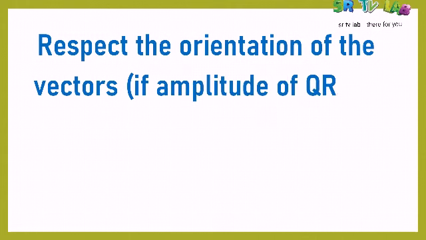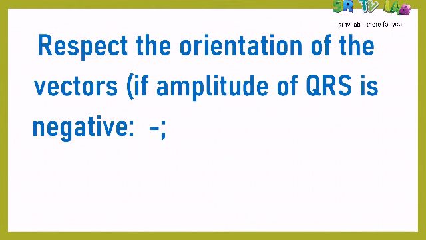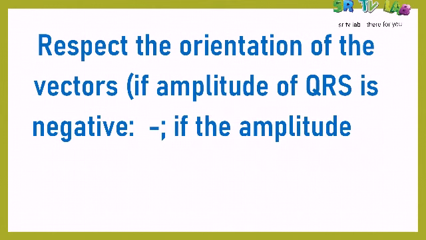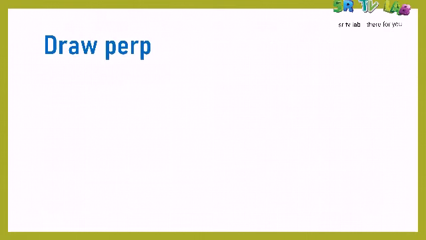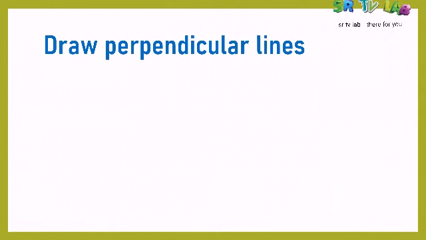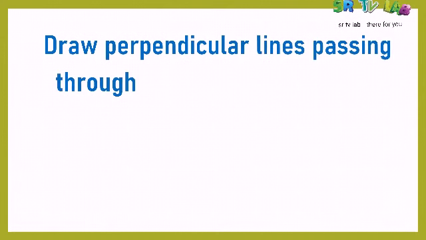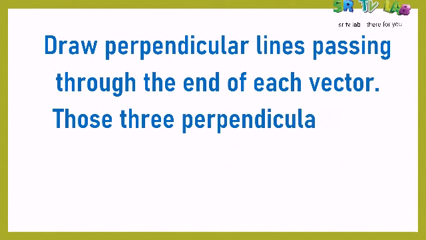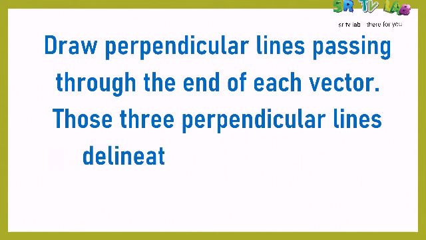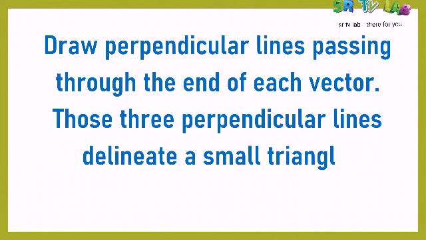The orientation means if the amplitude of QRS is negative, just draw the vector into a negative direction. If the amplitude of QRS is positive, draw it into a positive direction. The next step will be to draw the perpendicular lines passing through the end of each vector of the 3. Those 3 perpendicular lines delineate a small triangle. Do you get me?